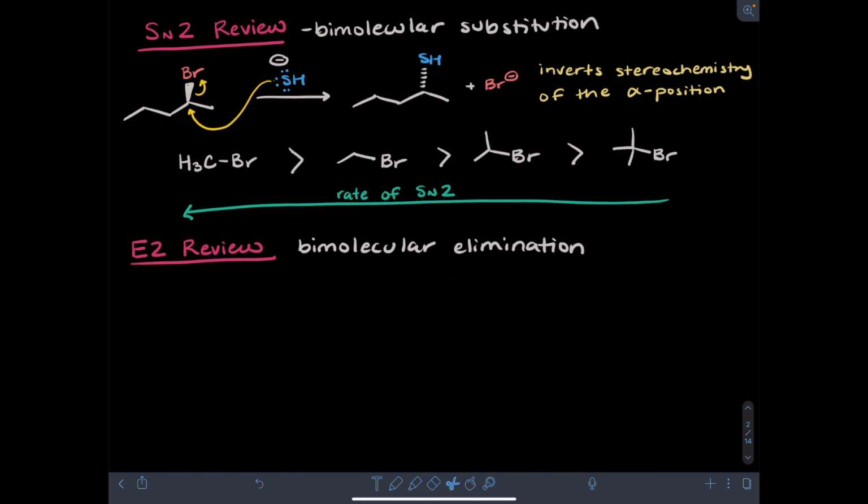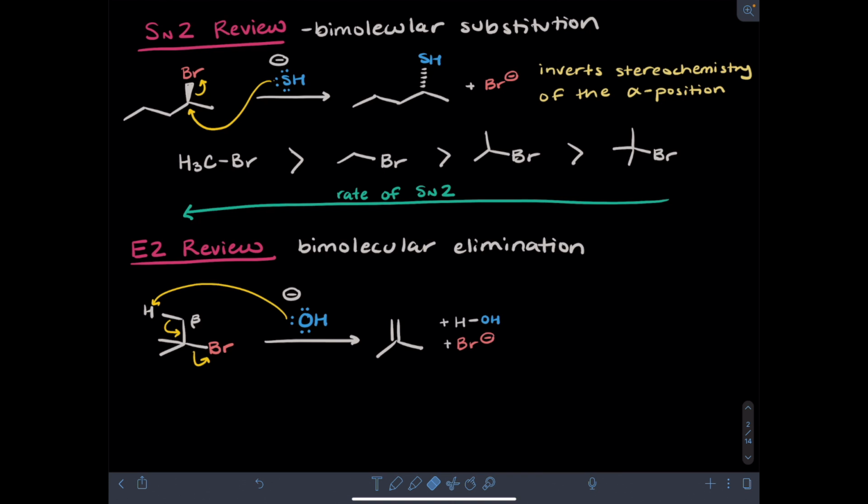E2 mechanisms are bimolecular elimination reactions that occur in a single step. These involve a base and a carbon-hydrogen bond that is beta to the leaving group. The E2 mechanism involves three curved arrows. One from the base's lone pair to the hydrogen at the beta position. The carbon-hydrogen bond breaks and the electrons form a pi bond, and there's a loss of leaving group, all at the same time. The single step forms the alkene, the conjugate acid of your base, and a halide anion.